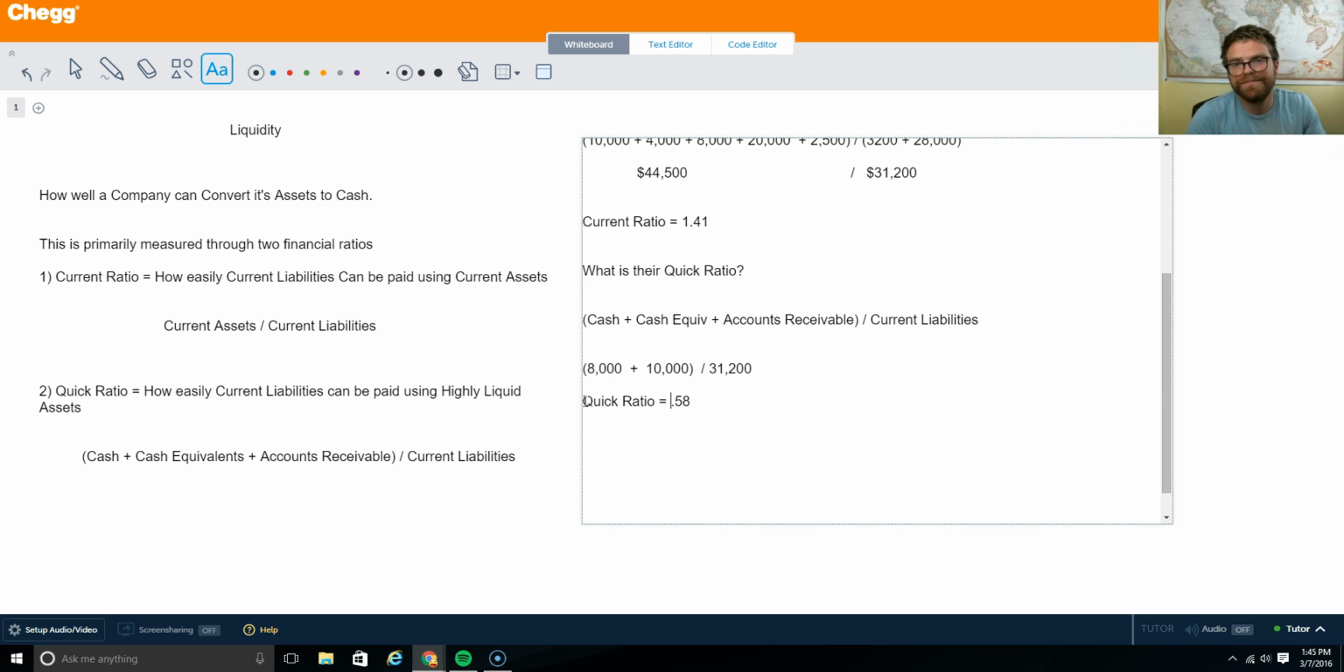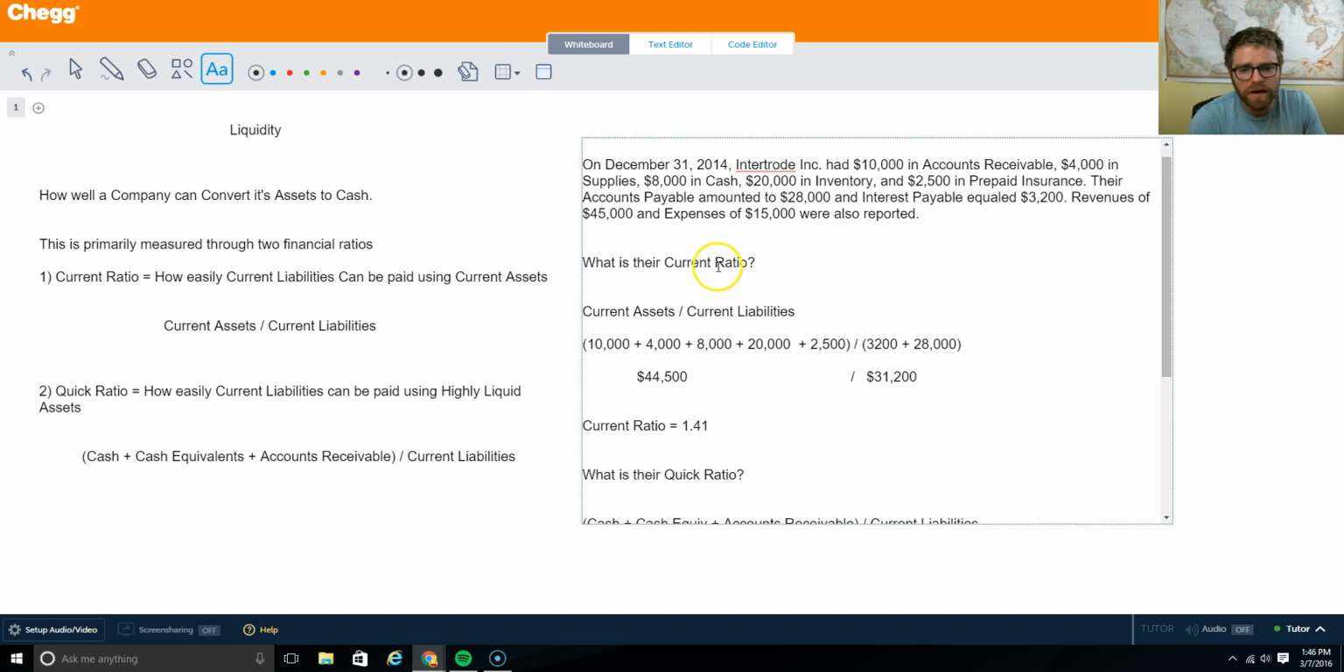So not as good, honestly, not as good. It's under 1. So what you're saying there is that these really liquid assets, cash, cash equivalents, accounts receivable, are about 58% of your current liabilities. Ideally, you want it to be over 1 to pay off those current liabilities fairly easily. Now, since they can't pay it off fully with their most liquid assets, they can go in and dip into the other types of assets we talked about on the current ratio. And that should be sufficient enough to pay off those current liabilities.